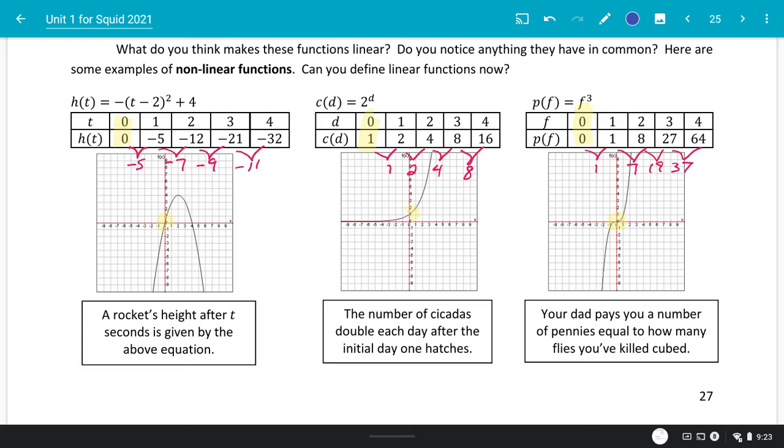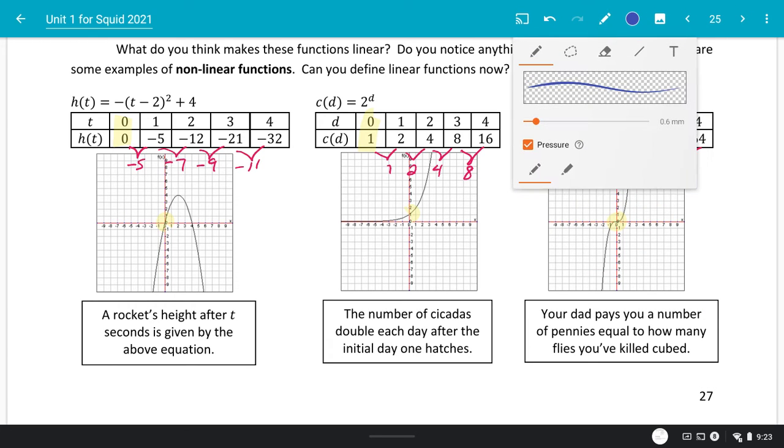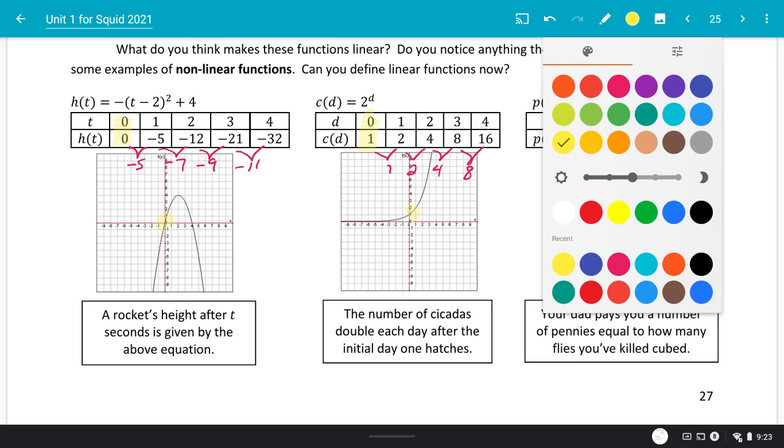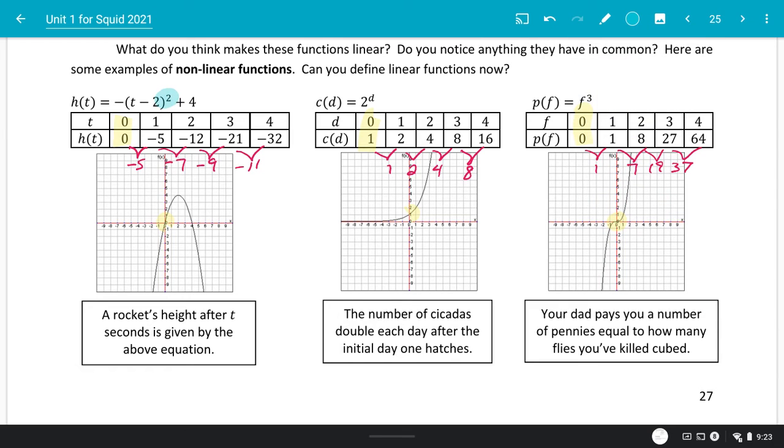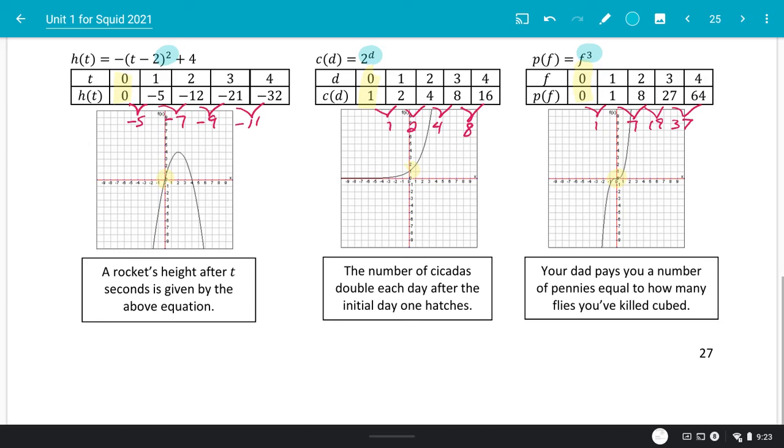Look at the equations. I hope that you notice something in the equations. The exponent. Look, there's an exponent there. There's an exponent. There's an exponent. Were those exponents there with the linear functions? Absolutely not. Okay.